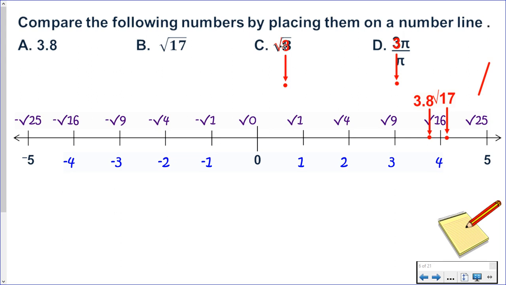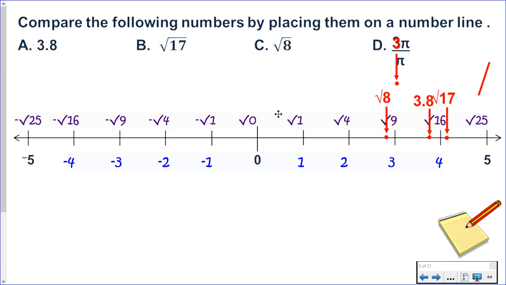Square root of 8. On the number line, I will look at the perfect squares and I will move it to where it should be. Square root of 8 is between square root of 4 and square root of 9, closer to square root of 9. It is between the integers at the bottom, 2 and 3, closer to 3.